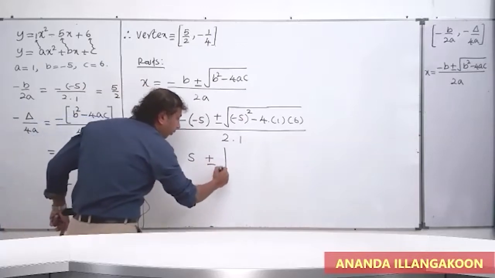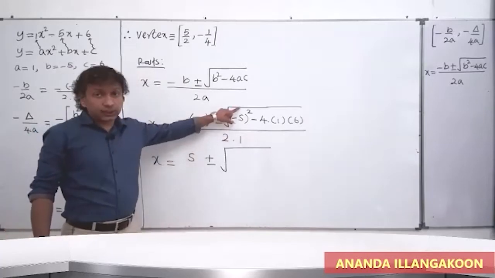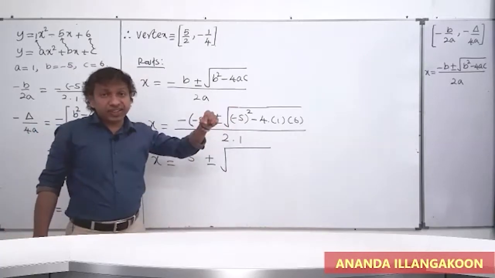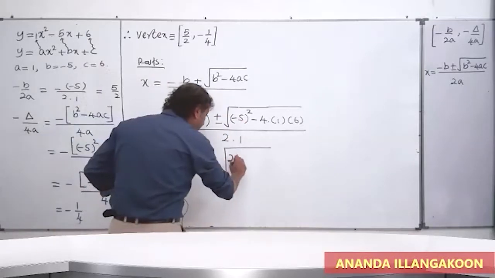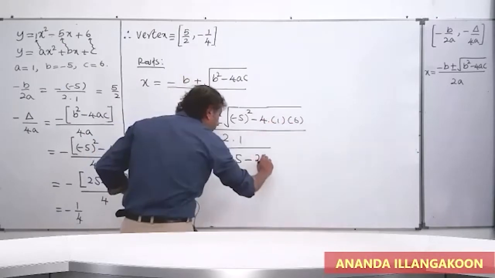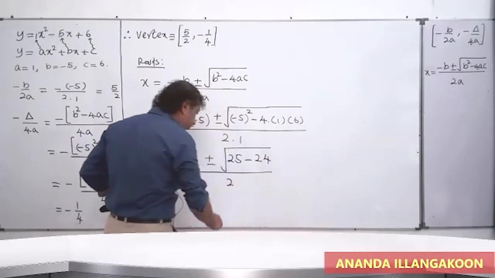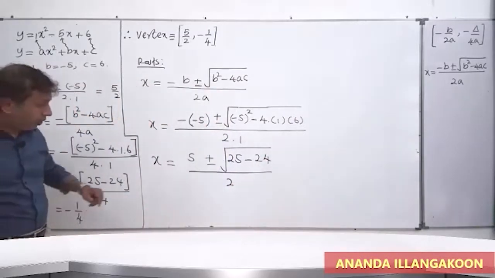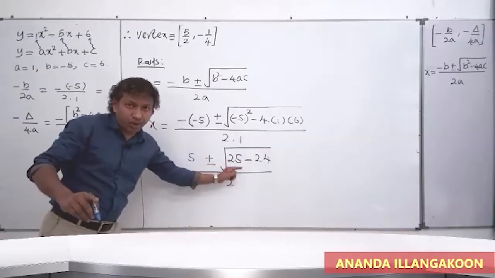people, what do you get there? Minus 5 perfect square is minus 5 into minus 5, plus 25. 4 into 1 into 6 is 24. Divided by 2. Okay. 25 minus 24 is 1. Root 1 is 1.